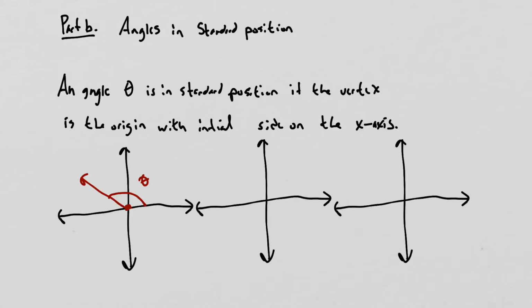This first angle is a positive angle. The second angle is a negative angle. And the third angle is an angle. Again, the initial side of our angle is the positive x-axis. Excuse me, it lies on the positive x-axis.